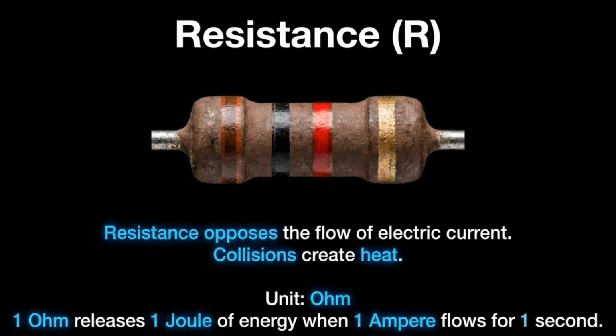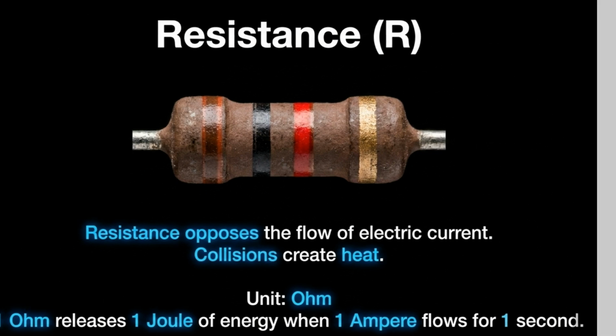Resistance R opposes the flow of electric current, with collisions generating heat. The unit is ohm, where 1 ohm releases 1 joule of energy when 1 ampere flows for 1 second.